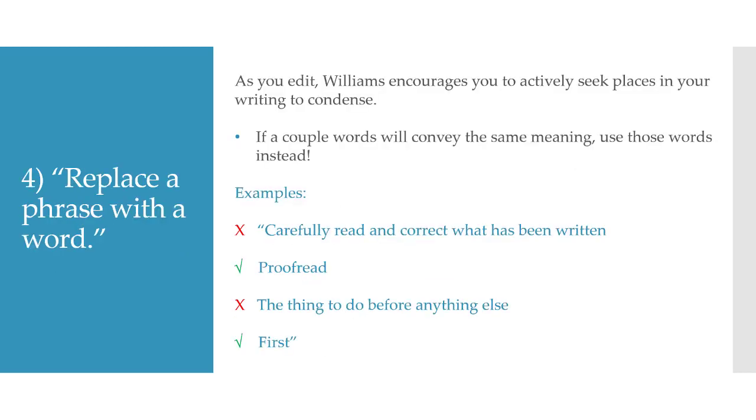Principle 4. Replace a phrase with a word. As you edit, Williams encourages you to actively seek places in your writing to condense. If a couple words will convey the same meaning, use those words instead. For example, instead of carefully read and correct what has been written, you could use proofread. Or instead of the thing to do before anything else, you could use first.